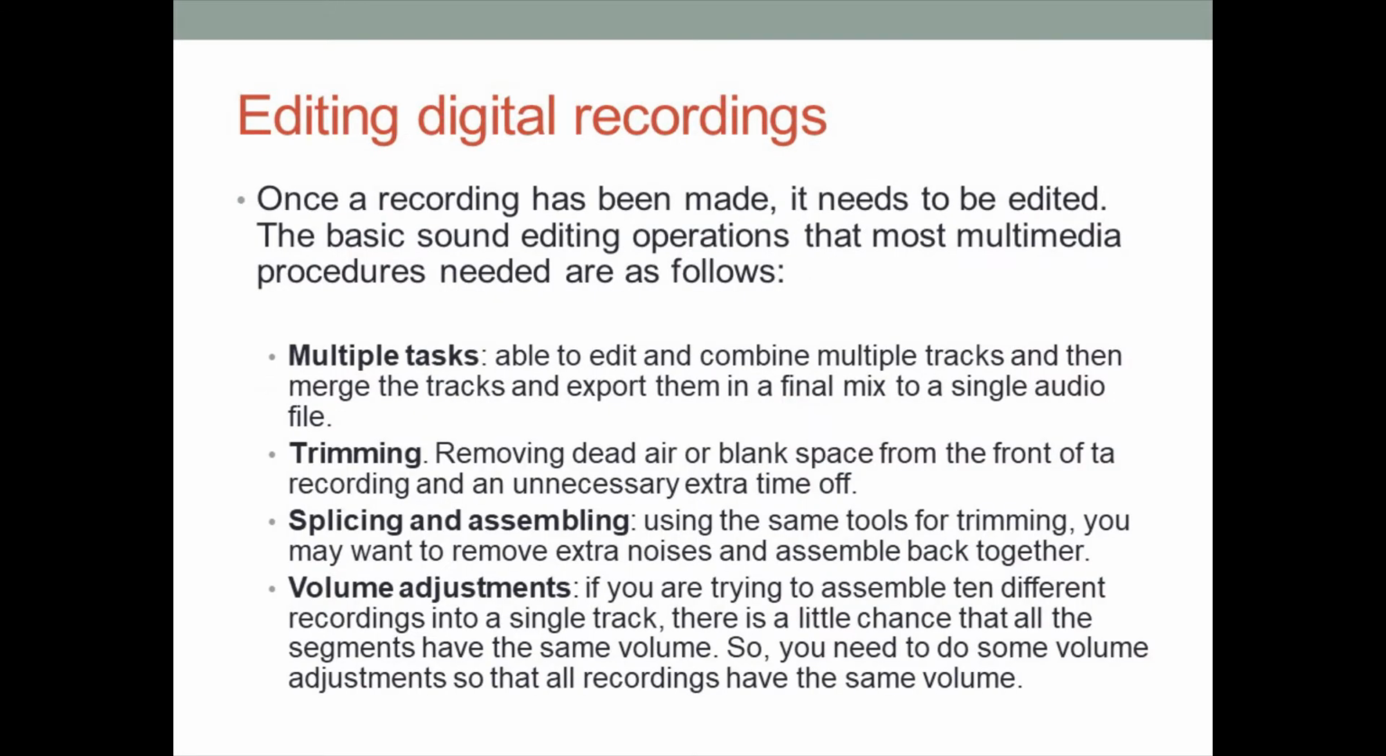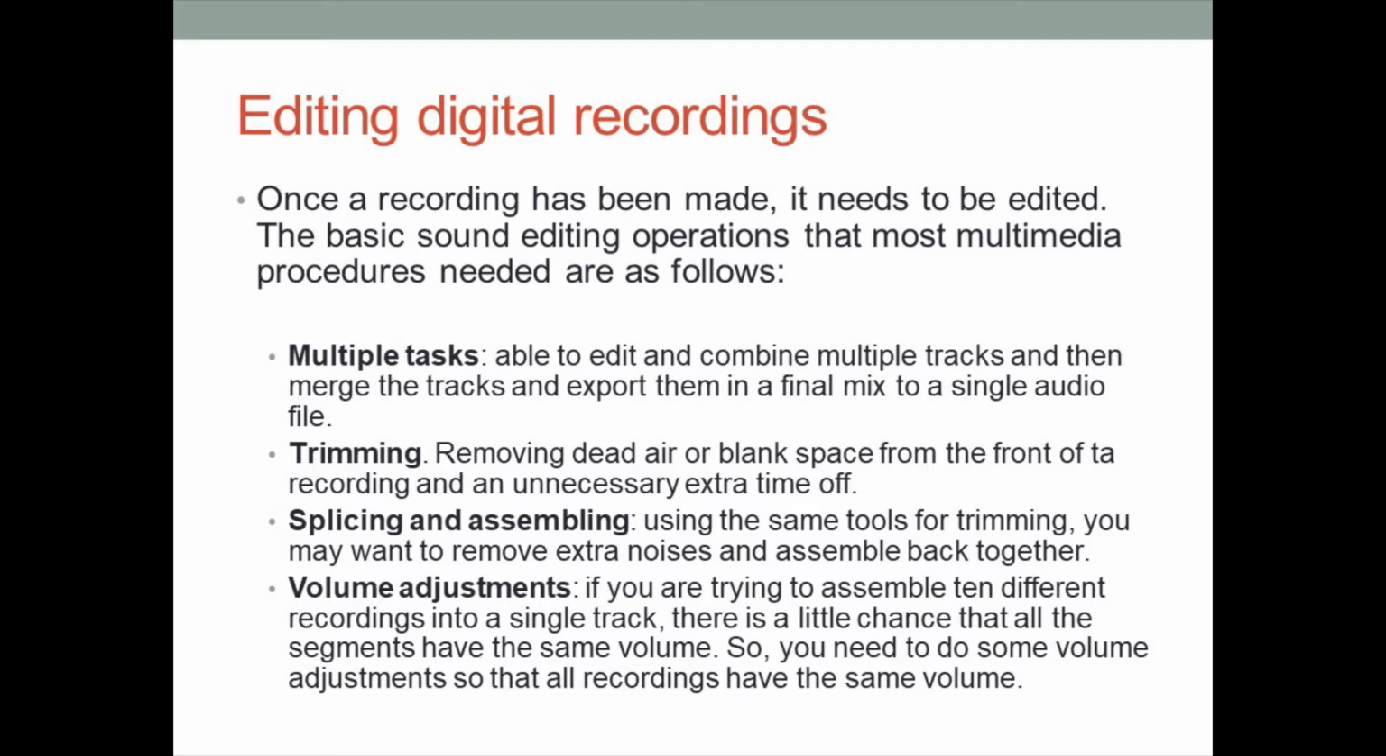Once a recording has been made, it needs to be edited. The basic sound editing operations that most multimedia producers need are as follows. Multiple tracks: able to edit and combine multiple tracks and then merge the tracks and export them in a final mix to a single audio file. Trimming is removing dead air or blank space from the front of the recording and unnecessary extra time off.